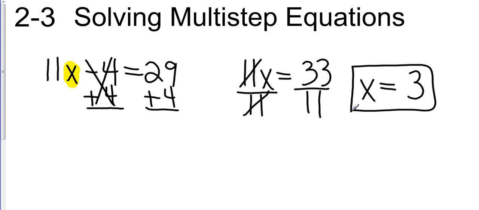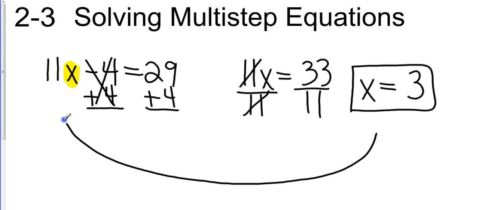Again, you can take a couple of seconds and check that answer. If I plug that back in all the way over here, I'm going to take 11 times 3, which is 33, and 33 minus 4 gives me 29. So that answer checks perfectly.